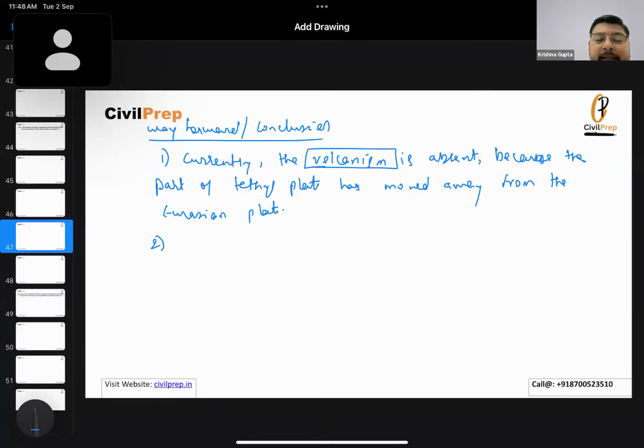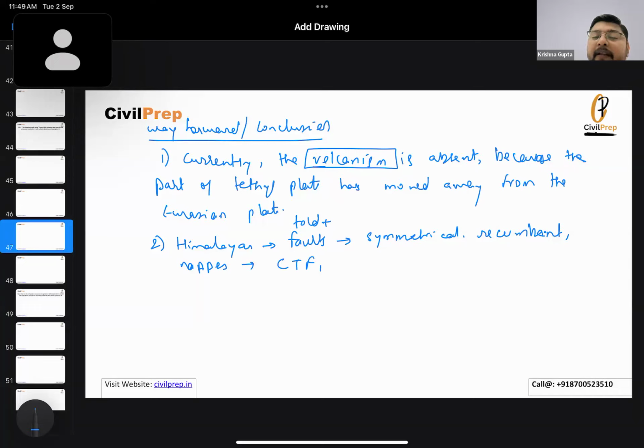Number two, the region of the Himalayas has resulted in the formation of several folds and faults. Folds can be symmetrical, recumbent, or nappes. Here we can see the presence of the Central Thrust fault, then the Main Boundary Thrust. These are certain faults present in the Himalayas where folding has actually taken place, and they are also one of the evidences provided here.